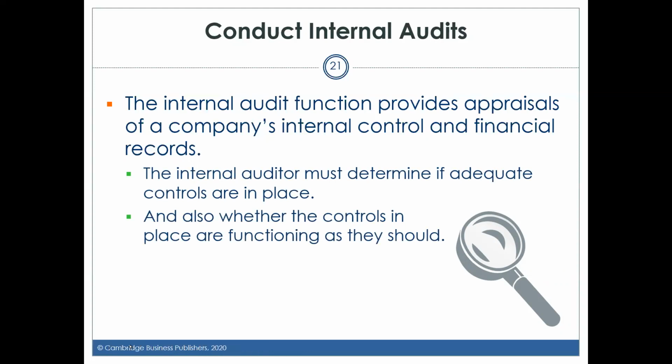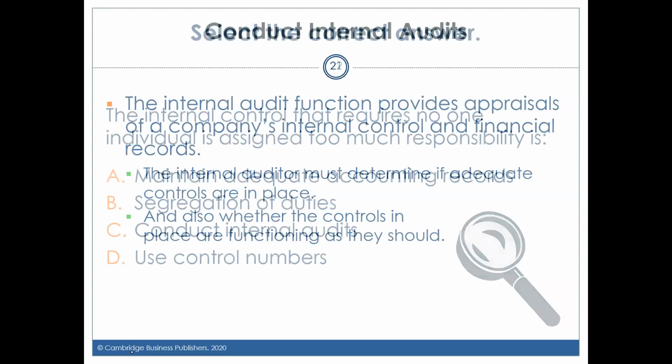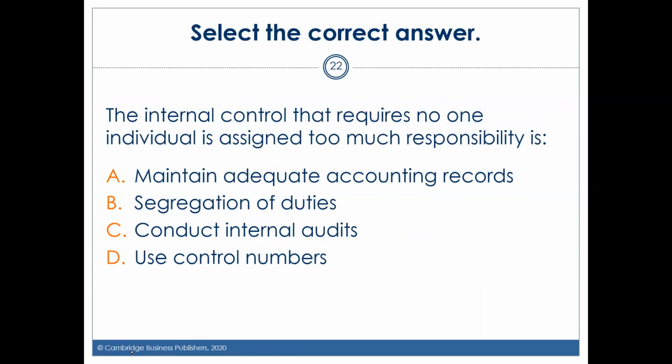Their main job is to determine if adequate controls are in place, and they would be the ones to design certain controls. Say that there's no segregation of duties, they would be the ones, hopefully, to implement segregation of duties. All right, the internal control that requires that no one individual is assigned too much responsibility. And that's B, segregation of duties. You don't want one person doing multiple functions.